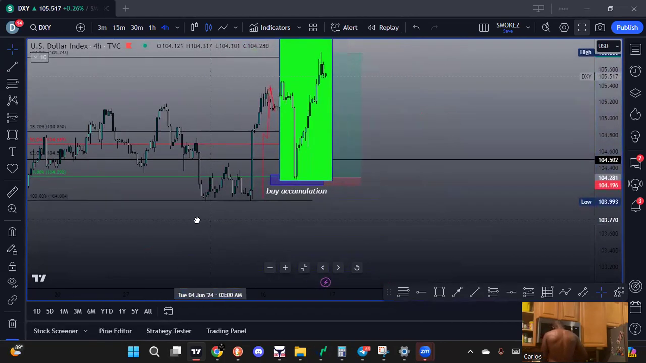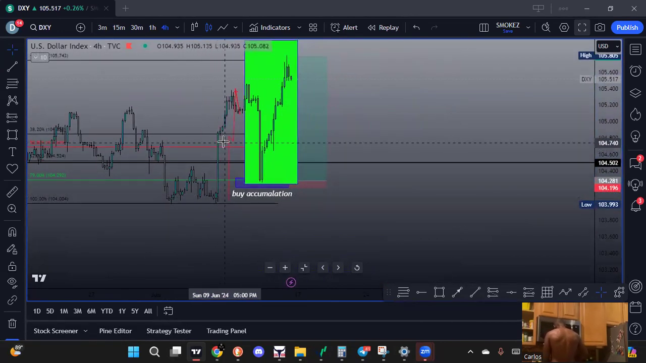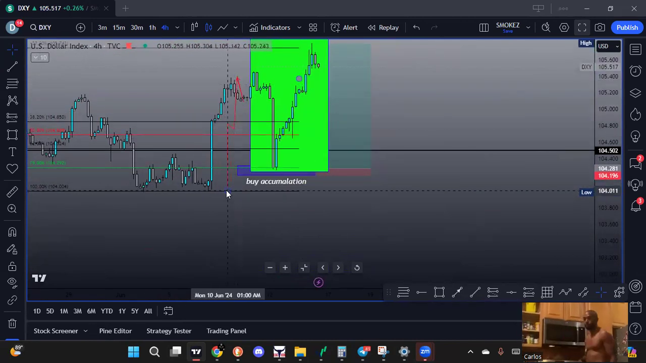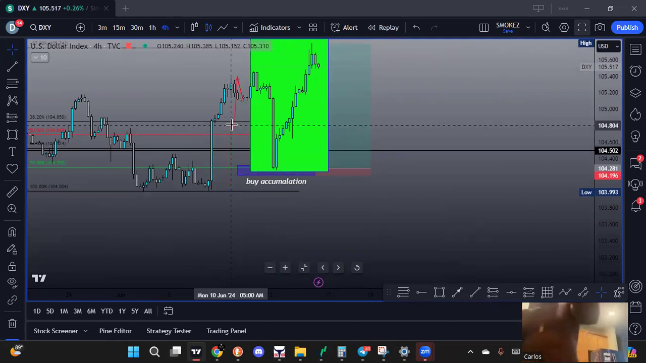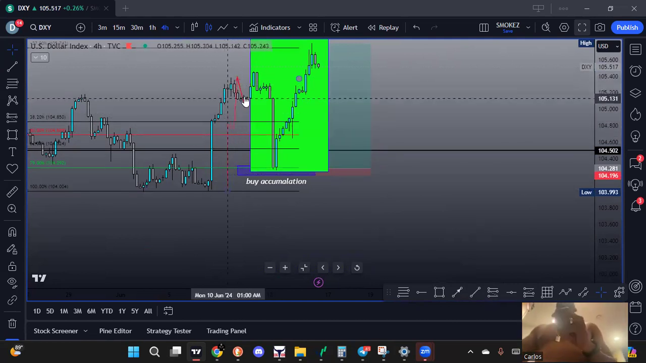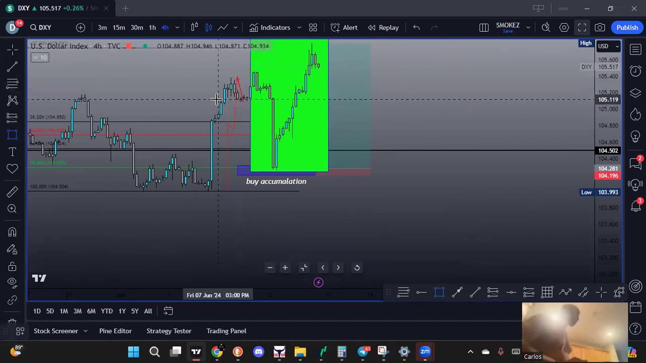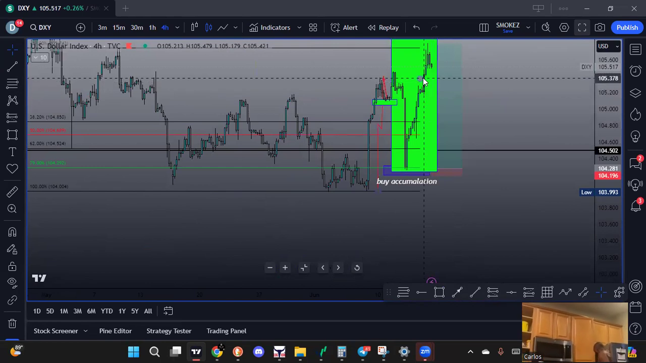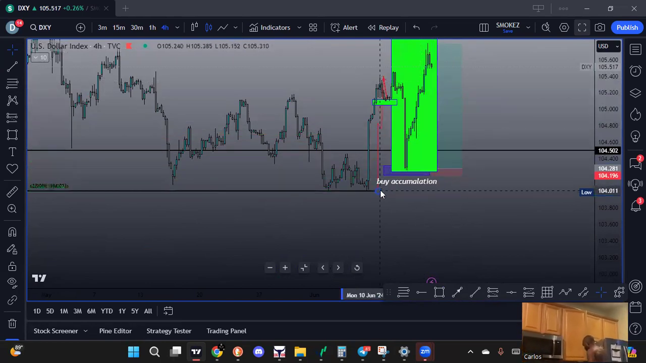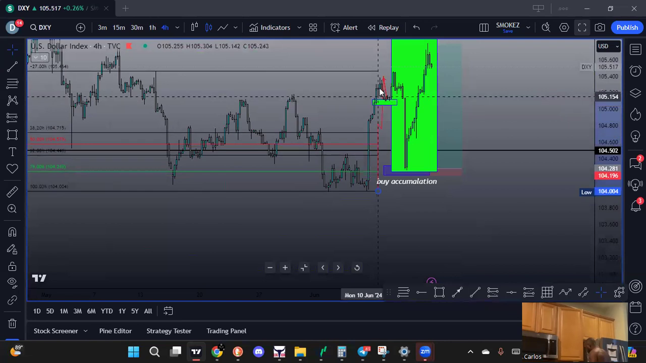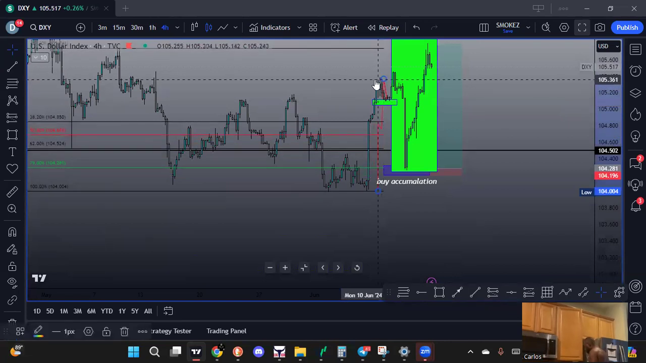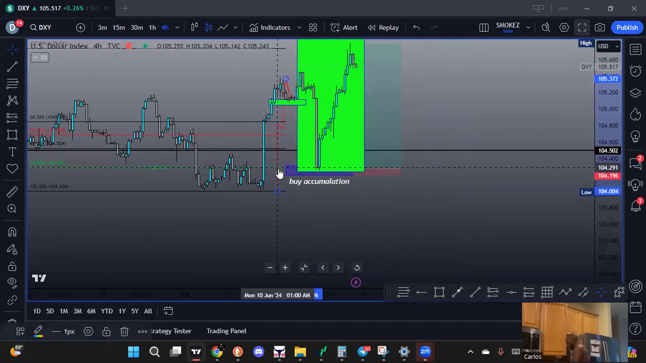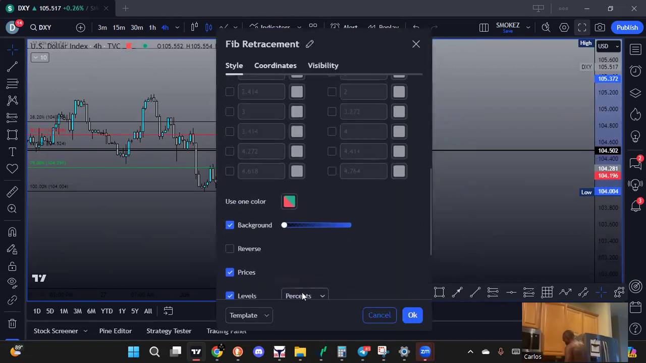People see this move and say, damn, we missed that move. But you see market structure on the 4 hour came up, it accumulated, it came up. It didn't pull back until it came right here. So all I'm doing is taking my fib from this low point on my 4 hour, bringing it here, because this is where the drop came from. And what does that do? It gives me my key levels that I would need.